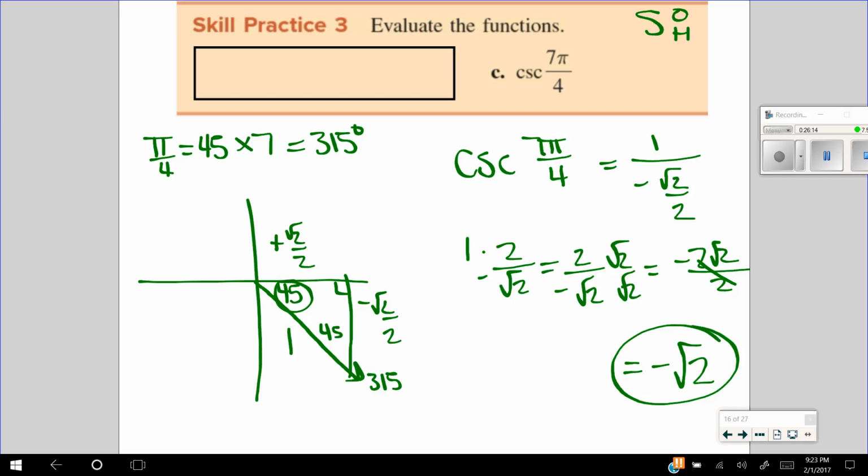Okay? So there are 6 examples of finding the trig functions on the unit circle. Hopefully you remembered some of that. If not, hopefully you understand it.